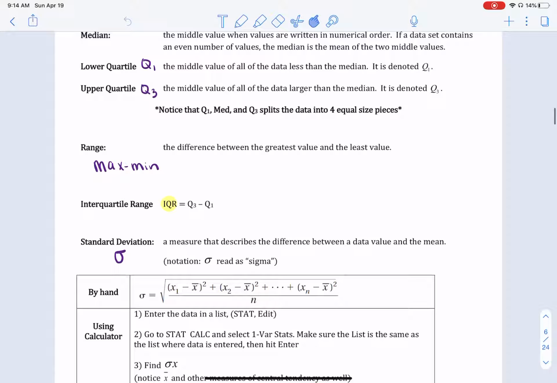Another word you've heard before, the range, that is the max minus the min. Interquartile range, we usually see that as the IQR. So that's probably a new word for you. That's just where you take Q3 minus Q1. So your upper quartile minus your lower quartile.